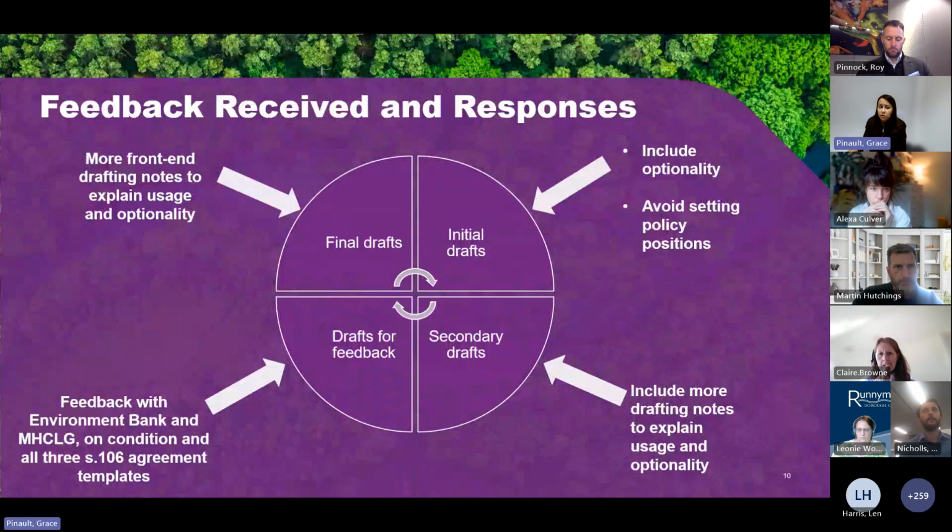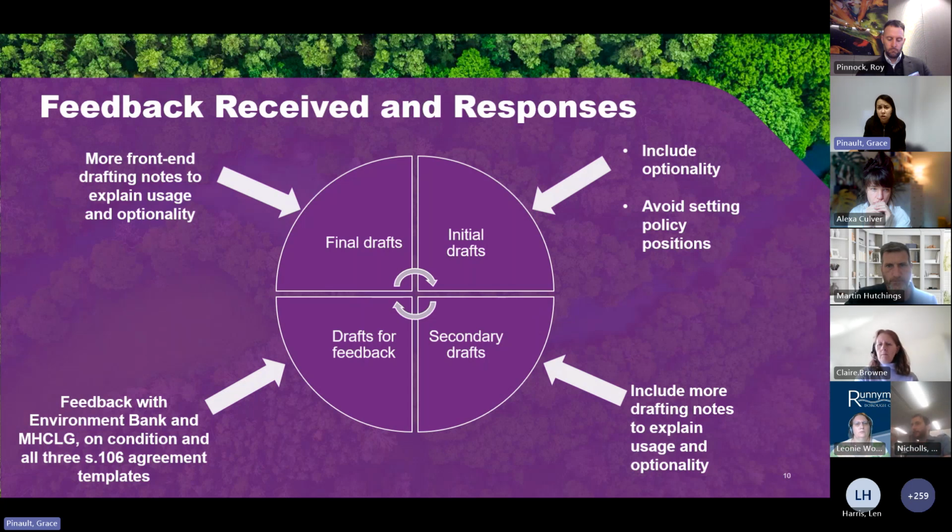In terms of, I think it's worth discussing a bit about the feedback and the responses we received in the drafting process. So we produced some initial drafts, and the feedback that we received from the Planning Advisory Service was to include more optionality. So instead of stating how monitoring contributions should be indexed or how often they should be paid, it really was just about flagging to anybody reading the templates: there is an option here that you can make. Have a think about what you want, and then amend the drafting to reflect those decisions.